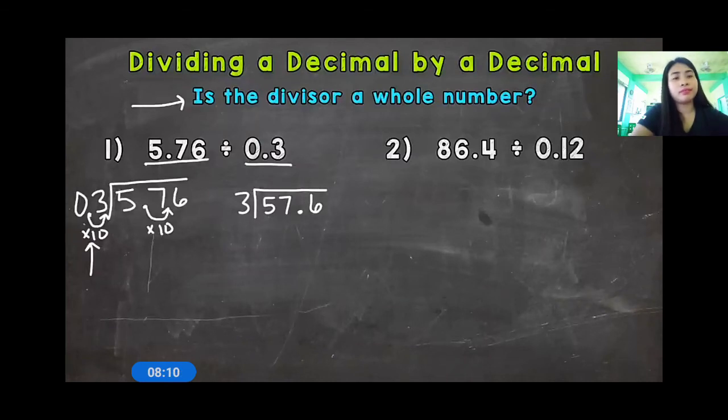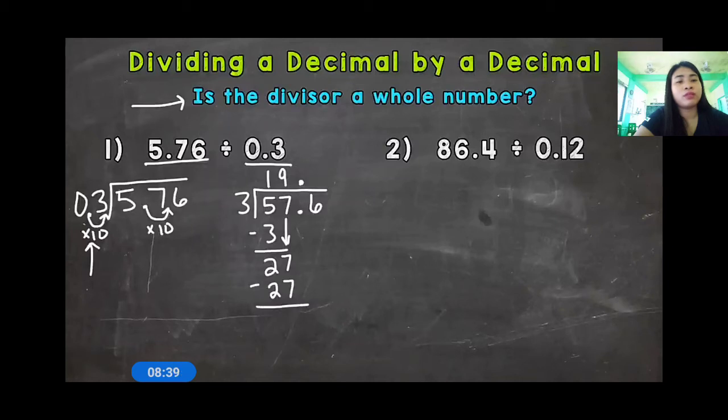So once your divisor is whole, you bring your decimal straight up and go through your division process. So divide, multiply, subtract, bring down, and repeat. So 5 divided by 3, how many whole groups of 3 out of 5? 1. 1 times 3 is 3. Subtract, we get 2. And then we bring down the 7. 27. 27 divided by 3 is 9. 9 times 3, 27. Subtract, we get 0.